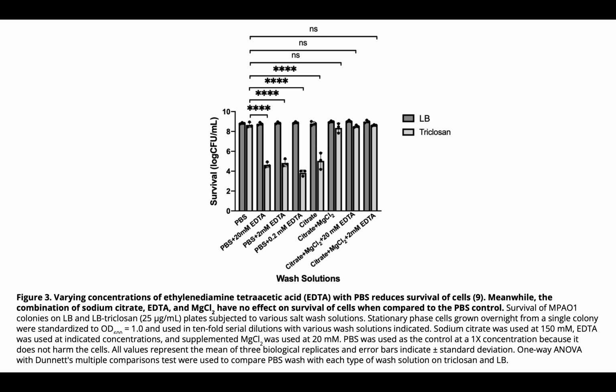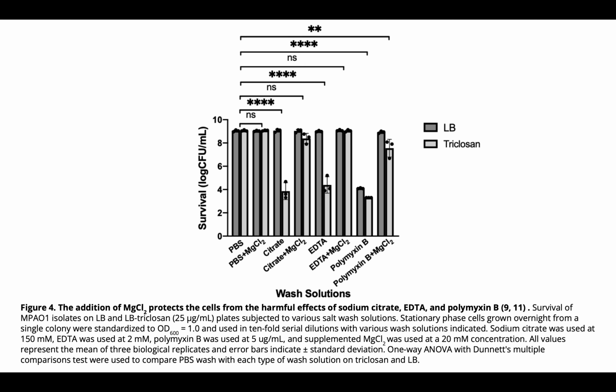EDTA, which chelates divalent cations and disrupts the gram-negative outer membrane, was also tested. As expected, EDTA significantly reduced survival of MPA01 when subsequently exposed to Triclosan. This phenotype was also reversed by the addition of magnesium chloride, suggesting that sodium citrate may operate in a similar mechanism as EDTA by chelating divalent cations away from LPS.